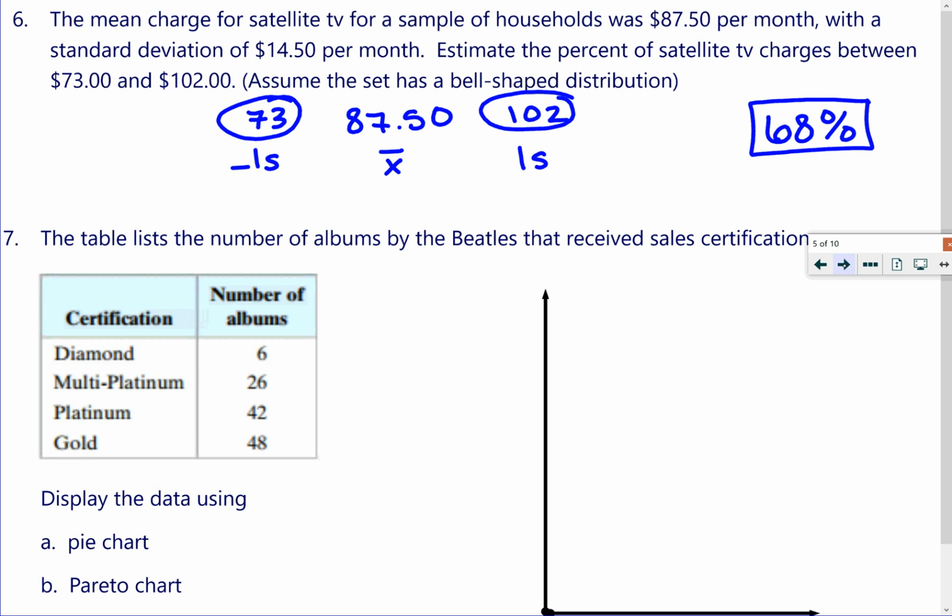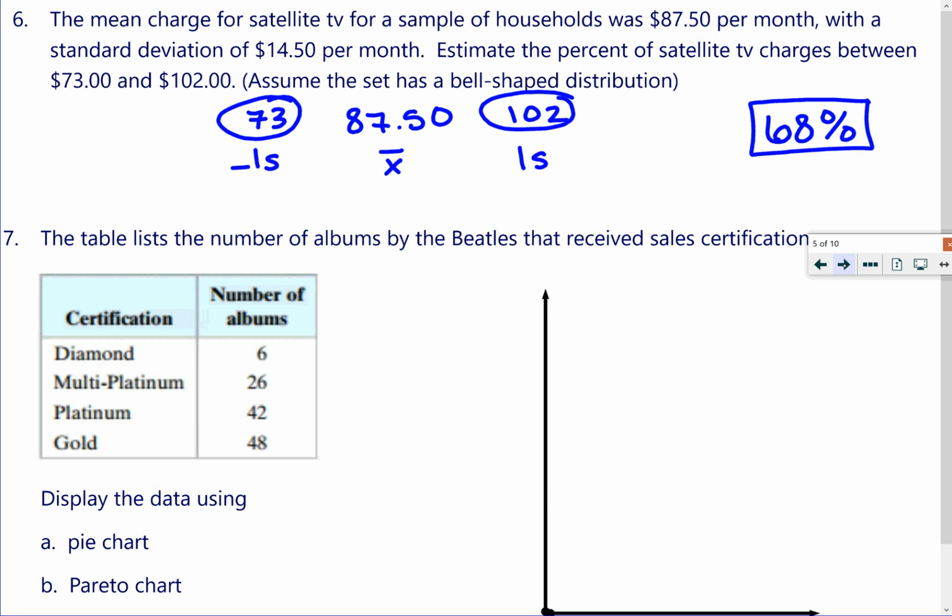So all I did was took my mean and I started adding and subtracting my standard deviations until I got to those numbers, 73 and 102. And I only in this problem had to add and subtract it 1 time. Right? That doesn't seem right. Is it right? Oh yeah, that is right. We're okay. Questioning myself after the other interquartile range mistake.